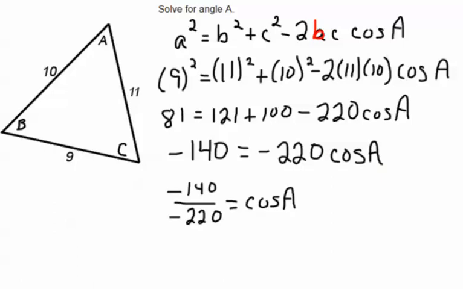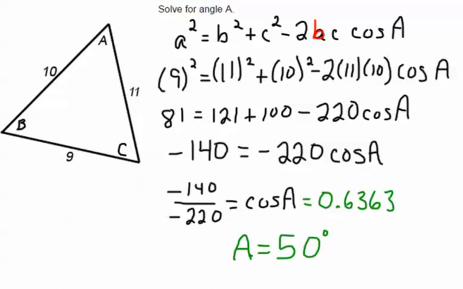Now, we don't want to forget about our negatives along the way, because if you forgot about one of them, then we'd end up with a negative value here. A negative divided by negative is a positive, and that will give us our trigonometric ratio, which is positive 0.6363. From here, it's easy to find out what the angle is. We just use our calculator. Depending on your calculator, you would do it a different way, but it's just second function cosine 0.6363, and that will give you the value of angle A, which is 50 degrees.